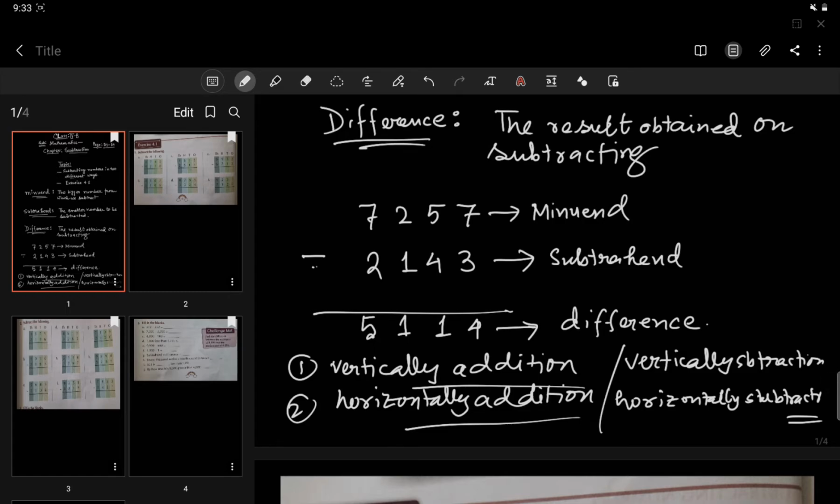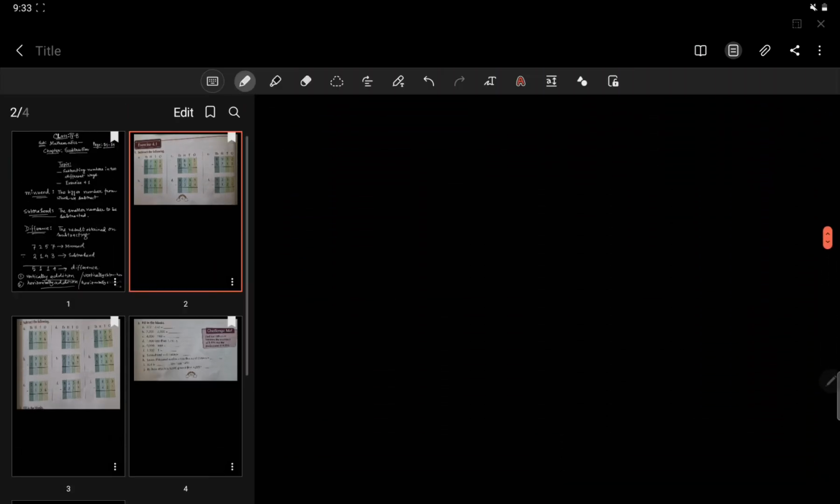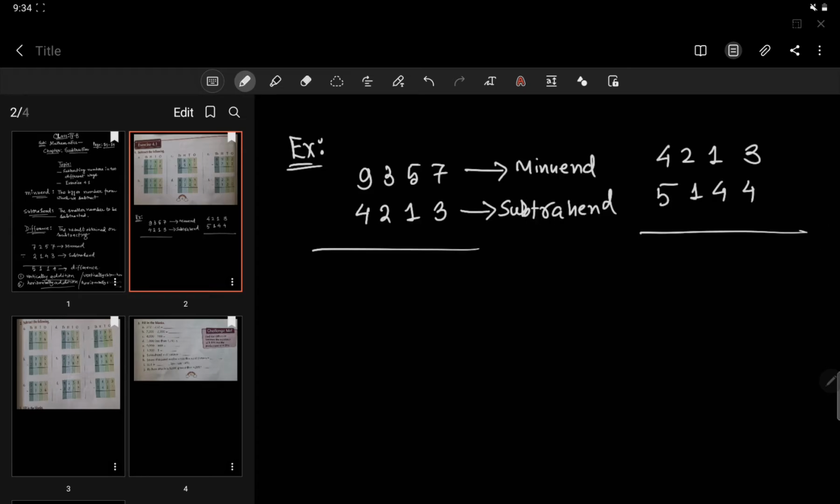Now there is another thing we have to discuss. Suppose we take an example. Here the minuend is 9357 and the subtrahend is 4213. If you subtract this, you will get 7 minus 3, it is 4, 5 minus 1 is 4, 3 minus 2 is 1, 9 minus 4 is 5. So this is our difference. Clear?